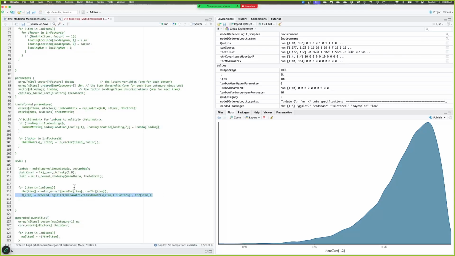You may change the item model sometimes. Like if you wanted the CFA model, this would be normal, right? And you'd have some unique variances. But this whole other process is going to stay a lot the same, right? Okay.